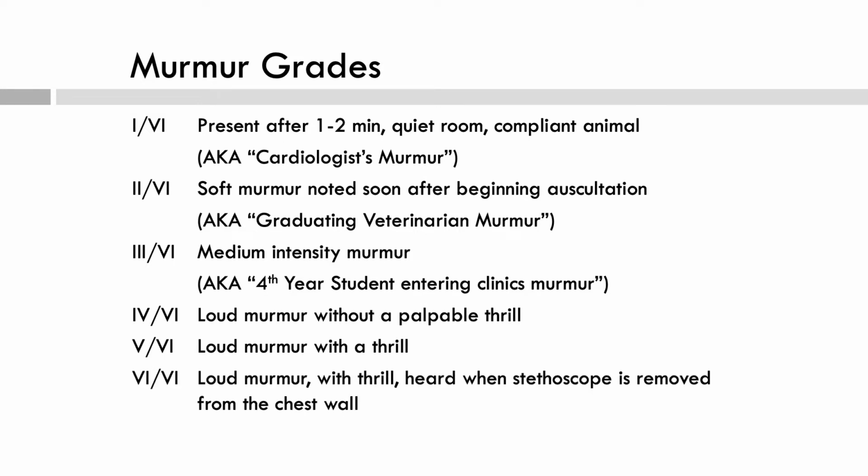A 6 out of 6 is a loud murmur with a thrill that can be heard when the stethoscope is removed just a tiny little bit from the chest wall, or when the owner says, when I'm in bed at night I can hear my dog's murmur. That's also a 6 out of 6.